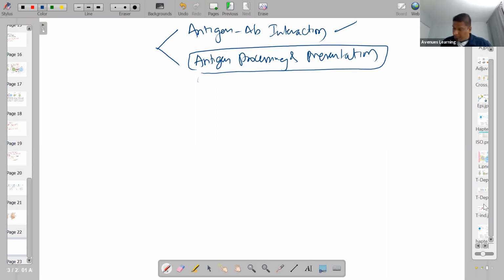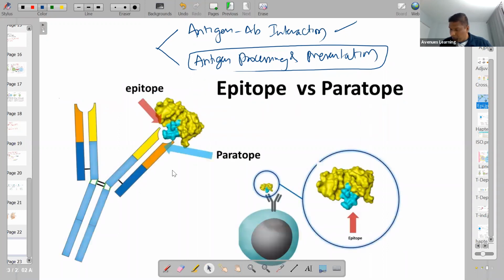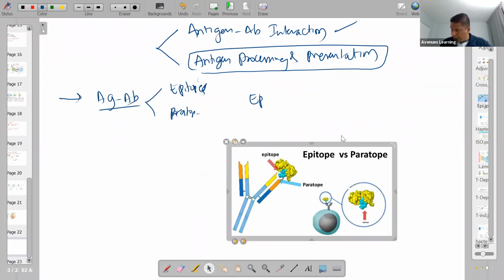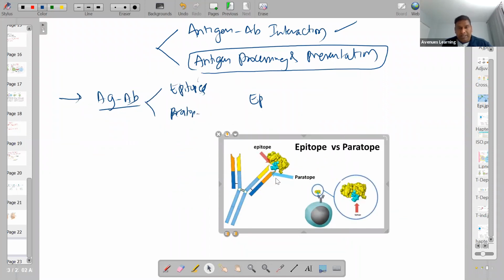So basically the antigen and antibody, we know the antigen has epitopes on its surface and the antibodies have paratopes on their surface, and you see the interaction happening between the epitopes and the paratopes. So this is what we saw. So you see the epitopes on the antigen and the paratopes of the antibody, those are the regions which actually interact.